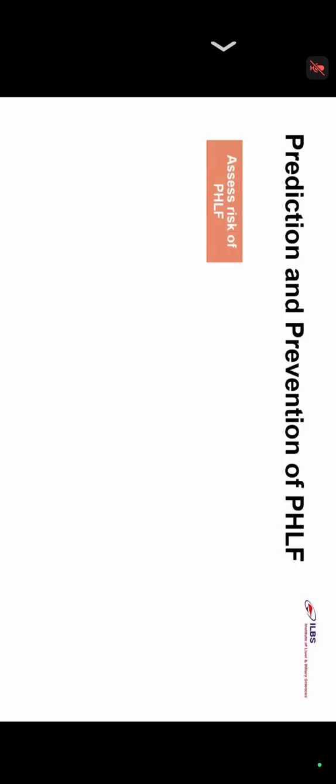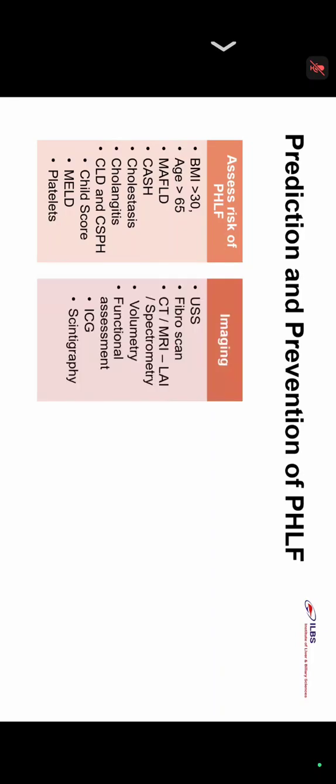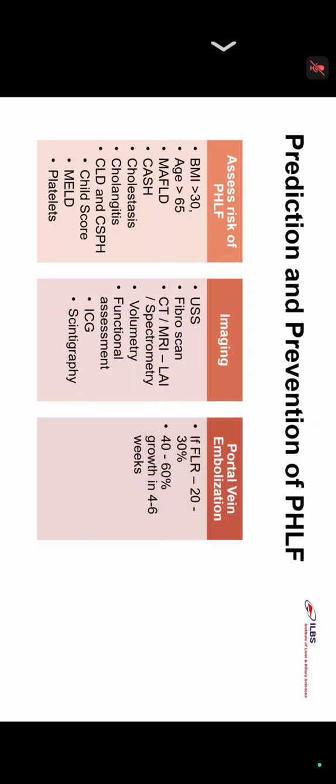Okay, so this is the last bit, prediction and prevention of hepatic failure, post-hepatectomy liver failure. So these are the risk factors you need to look at. BMI, age, MAFLD, CASH, cholestasis, cholangitis, and clinically significant portal hypertension. You need to image properly to look at liver parenchymal abnormalities and volumetric assessment.